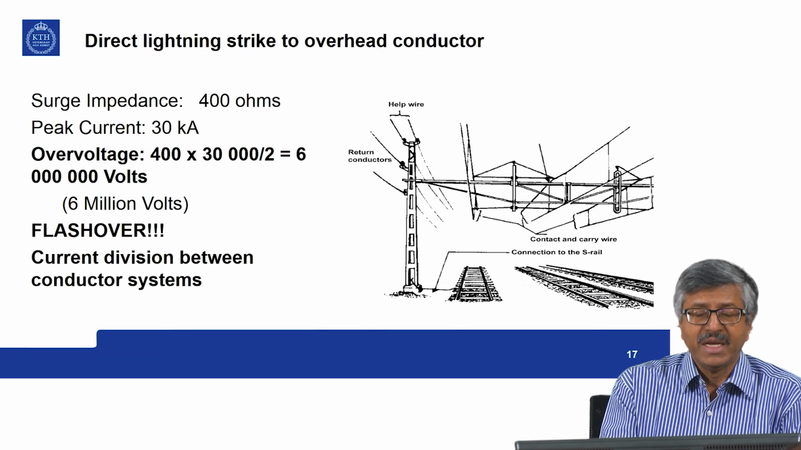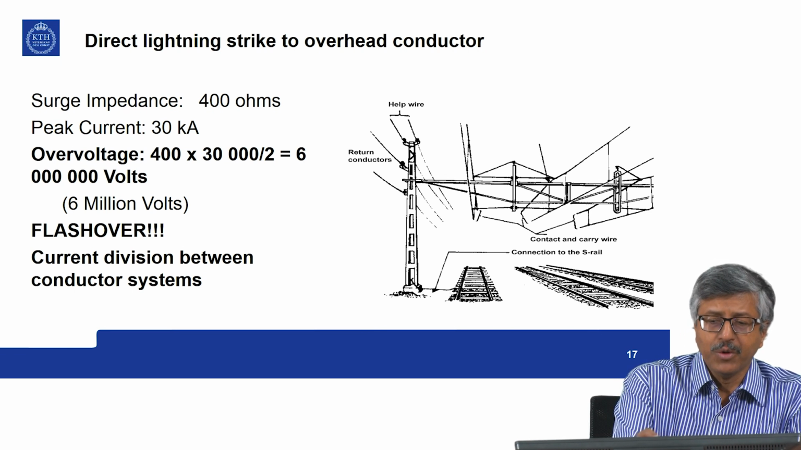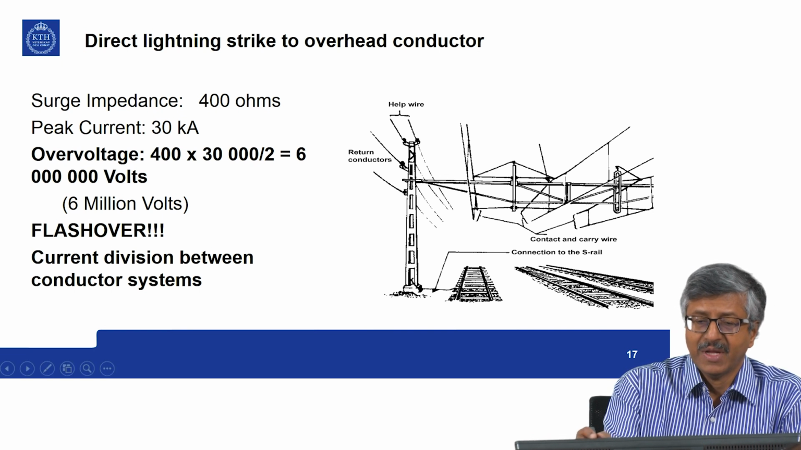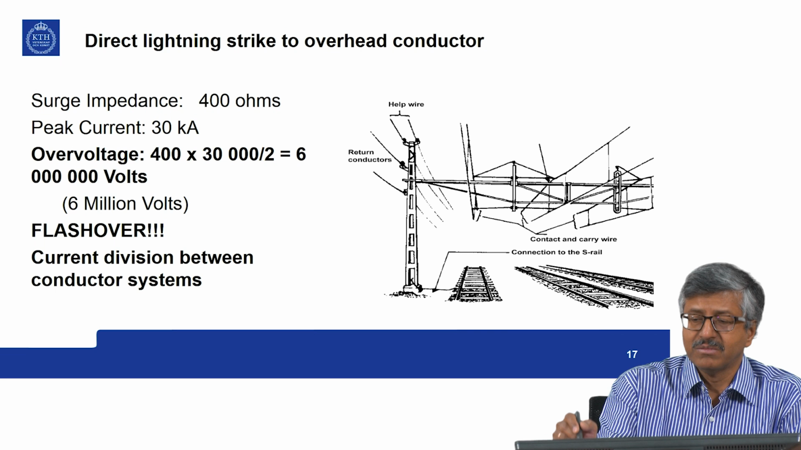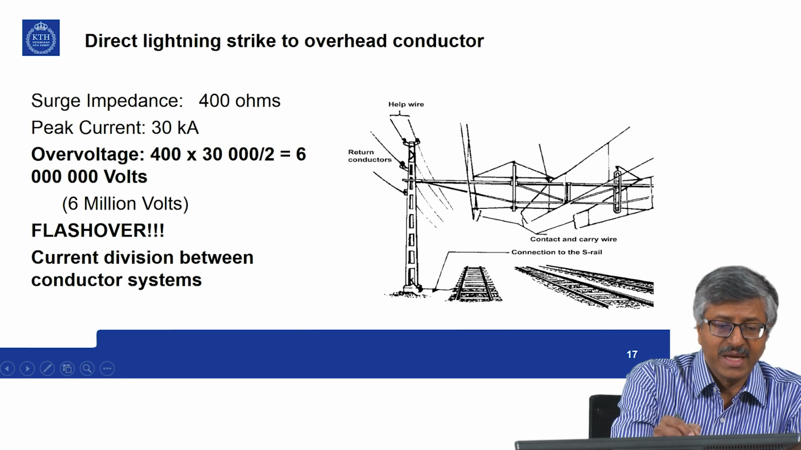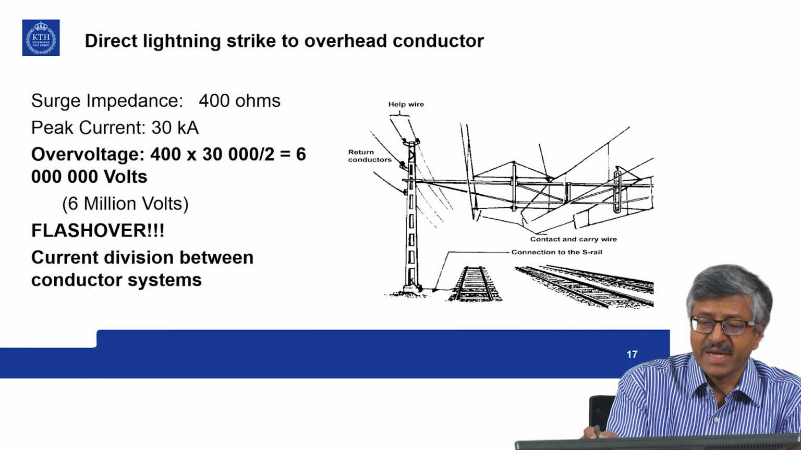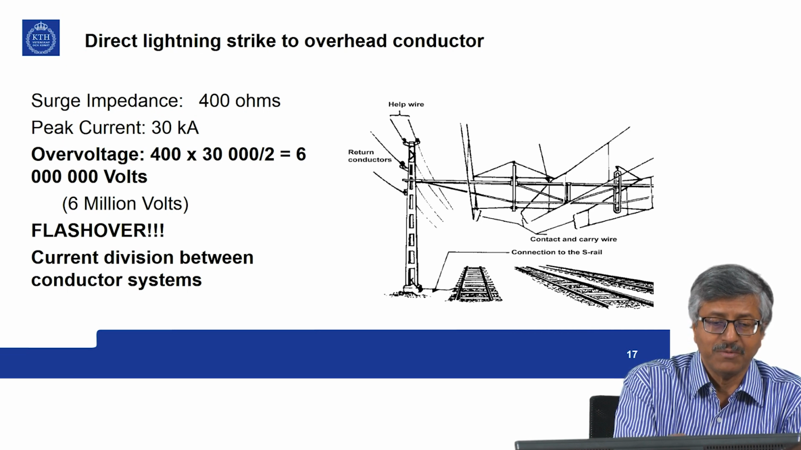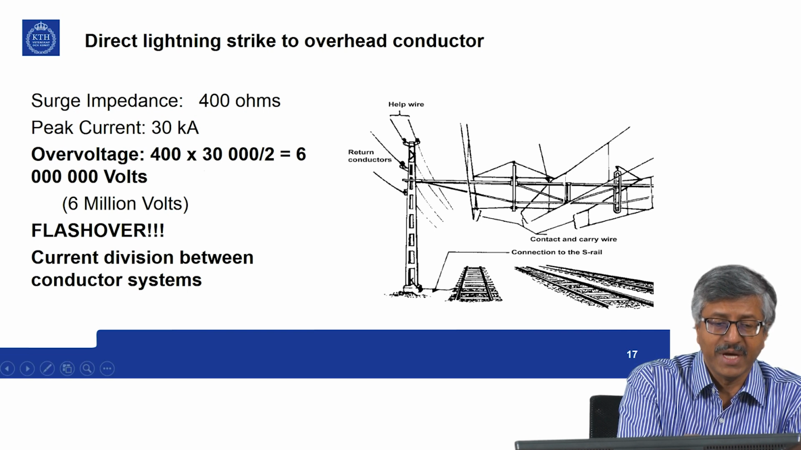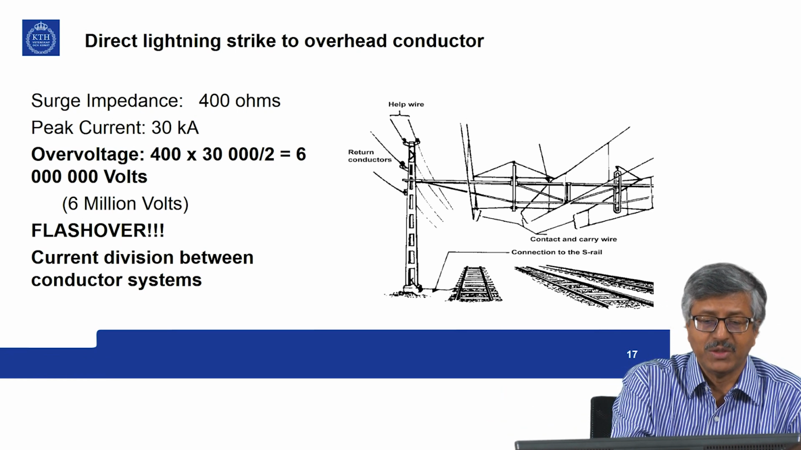And direct lightning strike to an overhead conductor. Suppose this is a railway line. These lines may have a surge impedance of the order of 400 ohms. Assume that your lightning has a peak current of 30 kiloampere, the average current. Then when it is striking the line, the prospective voltage would be impedance times the current, 400 ohms times the current. The current wave may be divided into two parts in both directions, so we divide by 2.